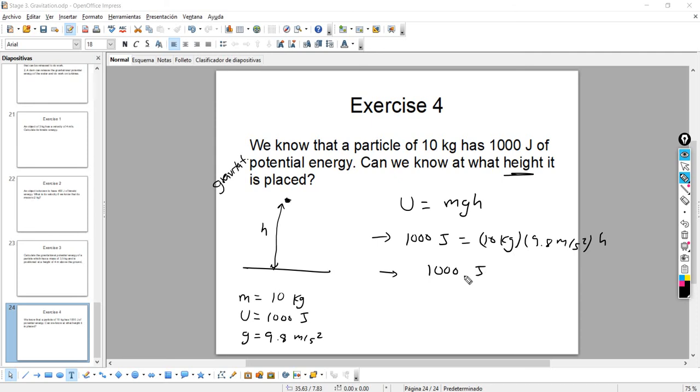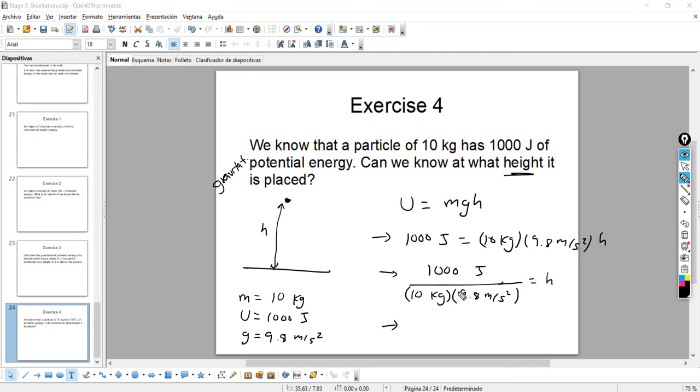The isolation will be the following. You have to divide both sides over this factor and this factor, and you will get this expression. That's it. I just isolated H. All I need to do is divide the 1000 joules over the product of these two quantities. Once again, forget for a second about the units. Don't pay attention to them. Just perform the arithmetic: 1000 over the multiplication of 10 times 9.8.